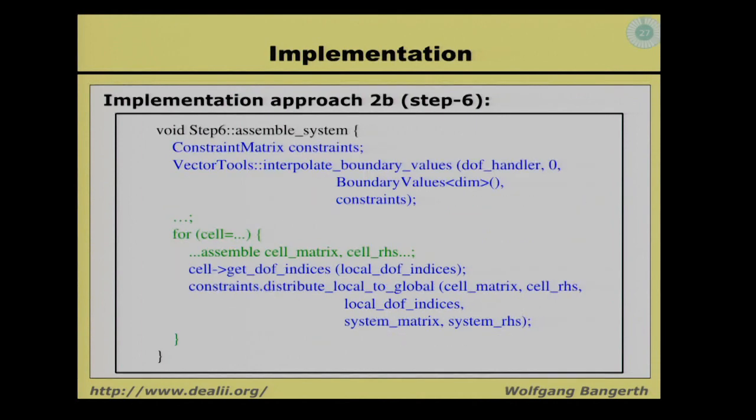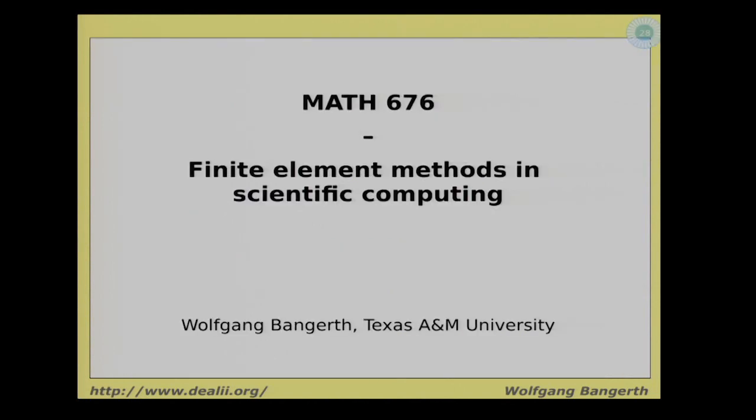And similarly, I can do this in the approach that we currently use in step 6. So again, I call vector tools interpolate boundary values. I put the results into a constraint matrix, and again, I have to use whatever boundary object I have here. And then the distribute local to global operation takes care of this when we copy local to global elements. So I hope you understood that, well, there's a little bit of algorithmic trickery behind how we deal with strong boundary conditions, but basically there's no real magic there.